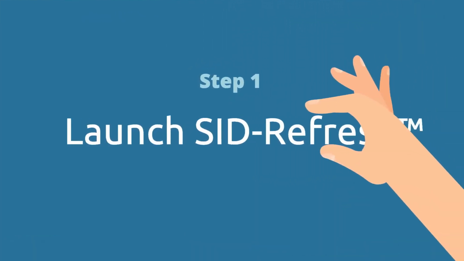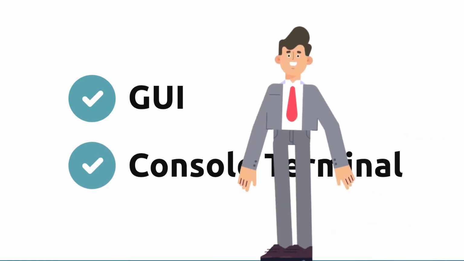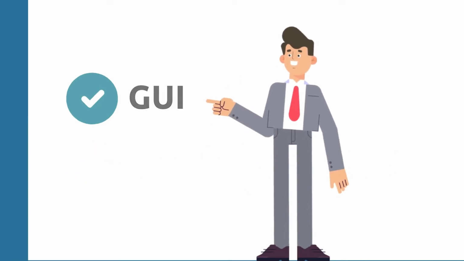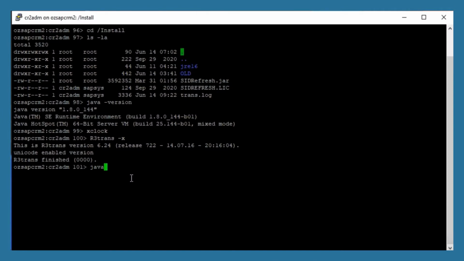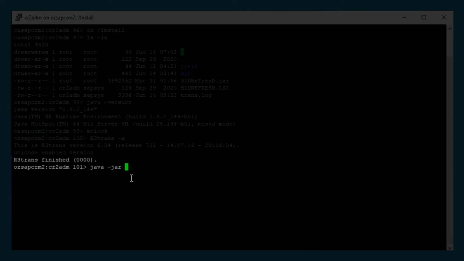Once everything is verified to be working properly, we are now ready to launch SID Refresh. You have the option to use either the GUI or a console terminal to run the whole procedure using SID Refresh. But for the sake of this video, we will be using the SID Refresh GUI to perform the import process. You can launch SID Refresh in GUI mode by running the following command in a terminal.